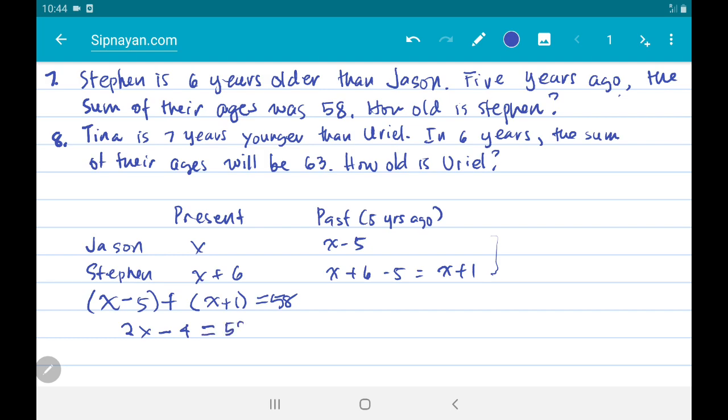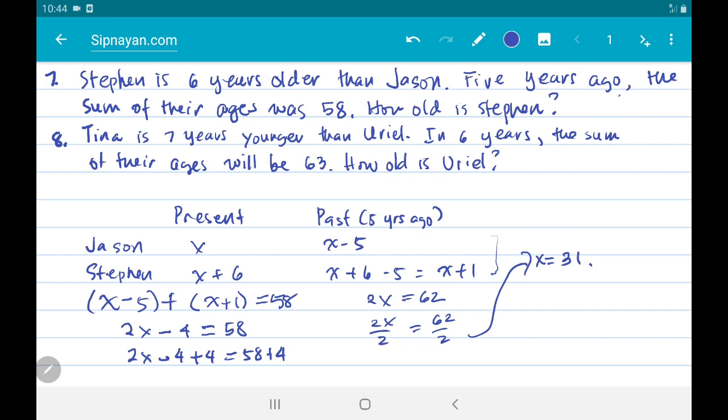Equals 58. And, para matanggalan tayo itong minus 4 dito, magpa-plus 4 tayo para 2x na lang matira sa kaliwa. So, 58 plus 4 din. Which means that 2x, so minus 4 plus 4 is 0, so 2x na lang sa left hand side equals 62, and we divide both sides by 2 para makuha natin yung x. This means that x equals 31.